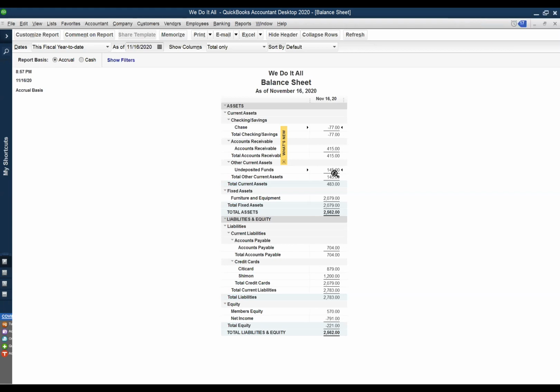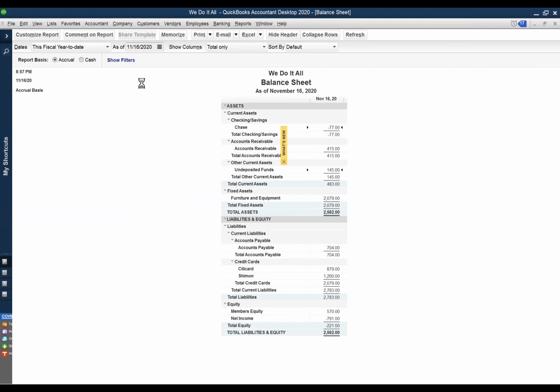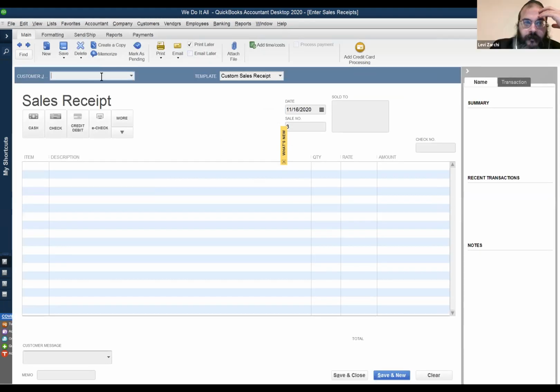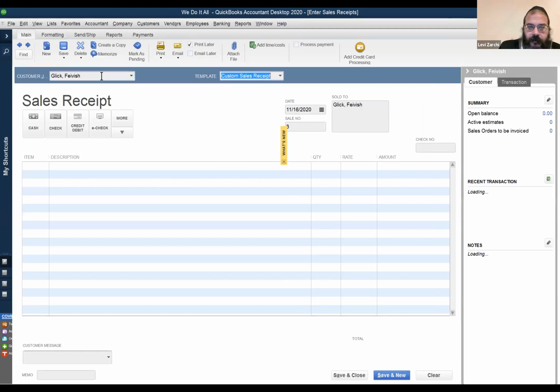So how do I do that now? You can do that, sure. But you have to backdate it to 12/28/2019. How do I do that? So you do customers, enter sales receipt. Right, customers drop down, enter sales receipt. And you're going to create a company, Glick 5-ish. In my case, I already have him here.